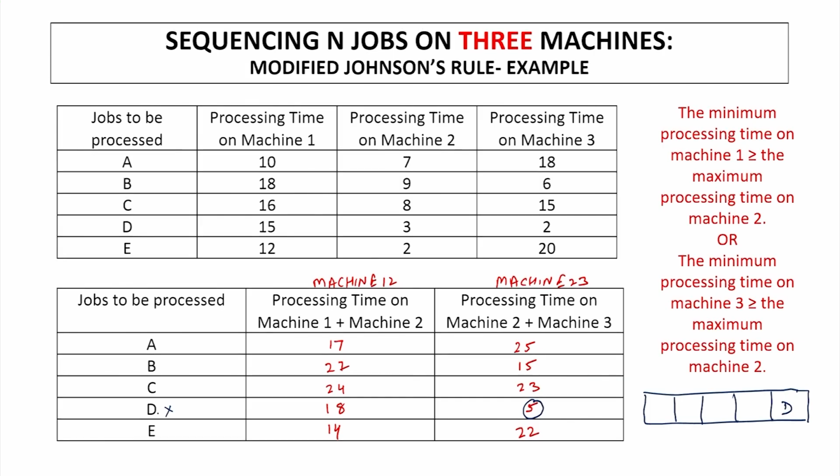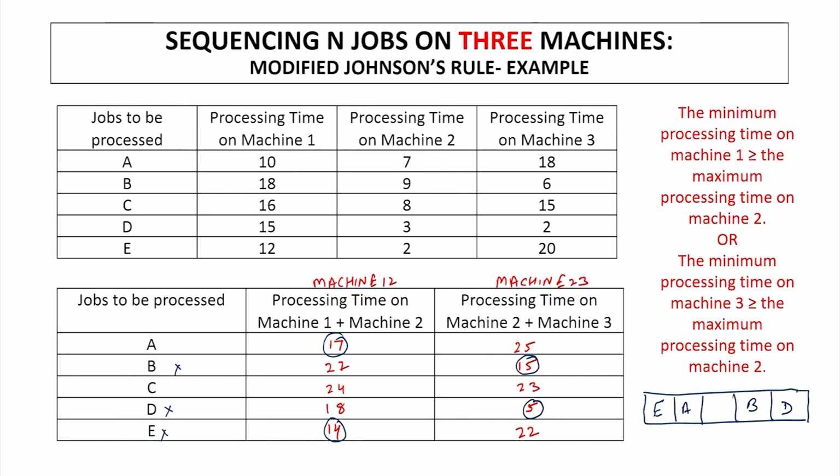The next minimum is 14. So, 14 is in machine 1, so E is to be scheduled as early as possible. Okay. Now, E is also done. Once E is done, next find out the minimum, that is B. So, B is to be scheduled as late as possible. Once that is done, then the next minimum is 17. A to be scheduled as early as possible, because it is under machine 1.